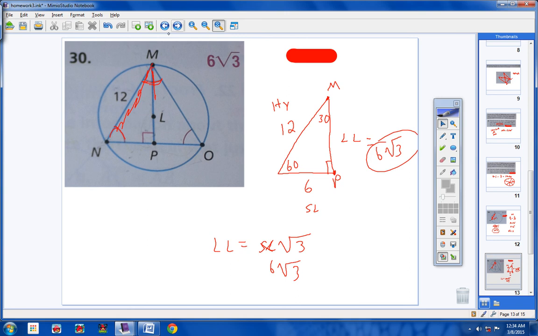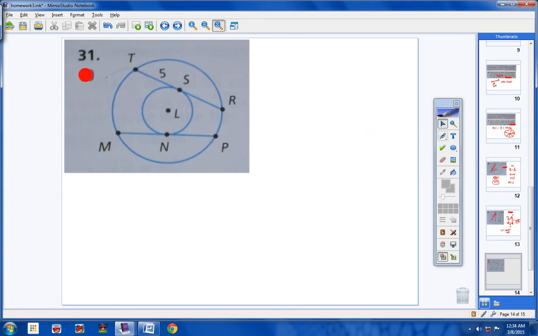Alright, moving on to number 31. Number 31, okay? They want us to find the length of MP. Alright, here we go. First of all, notice that we have concentric circles, and this line here is going to be perpendicular because it's a point of tangency right here. And this line here will also be perpendicular because this is a point of tangency right here.